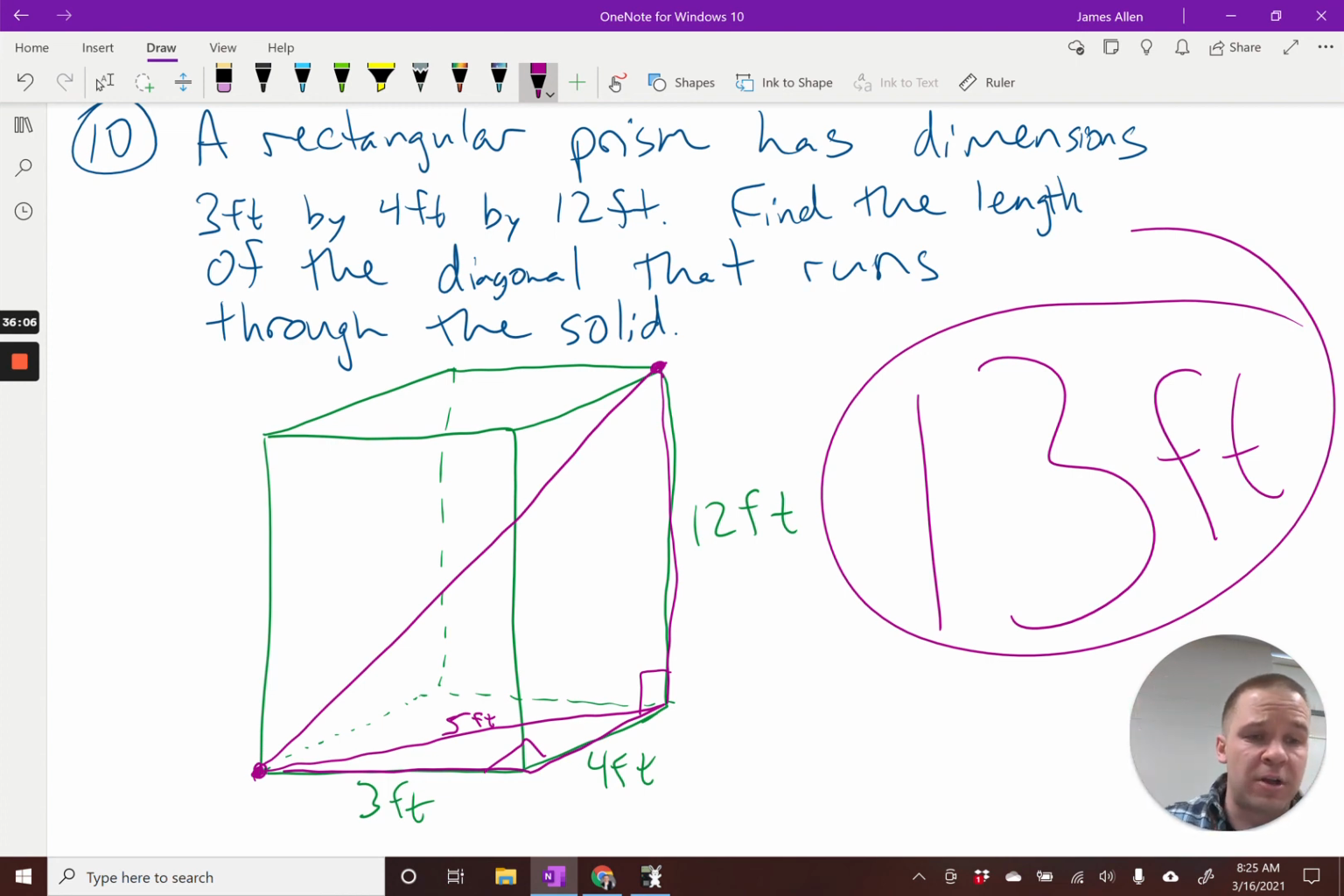When we're dealing with three-dimensional figures, draw your triangles. Draw them off to the side if you need to because they look kind of jacked up in 3D, right? They don't look like right triangles, so redraw them if you need. There we go.